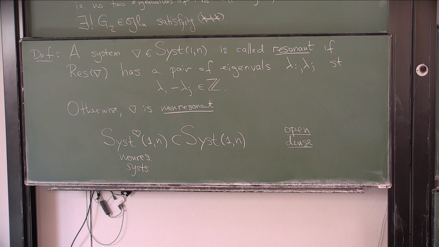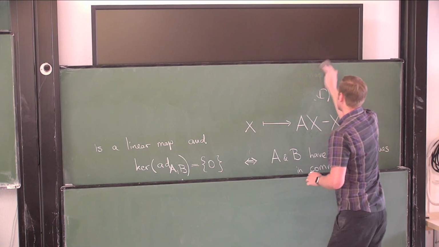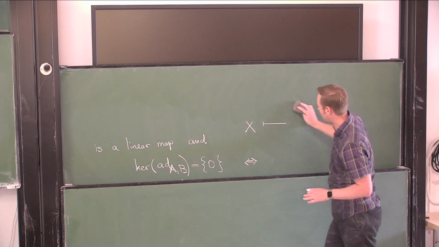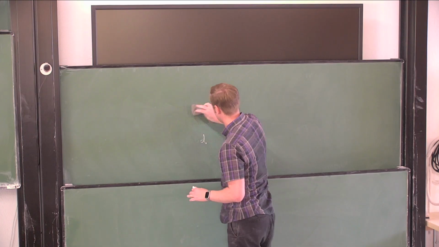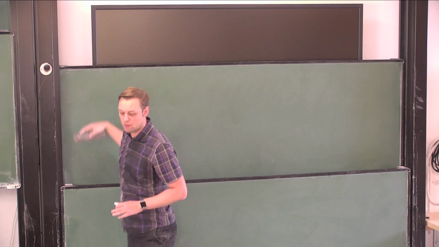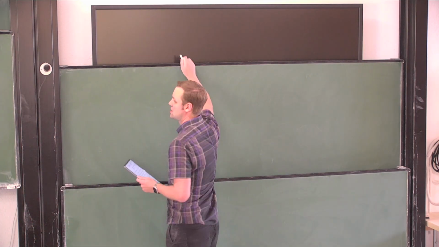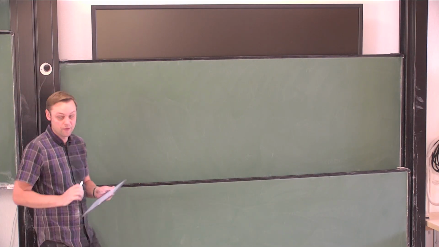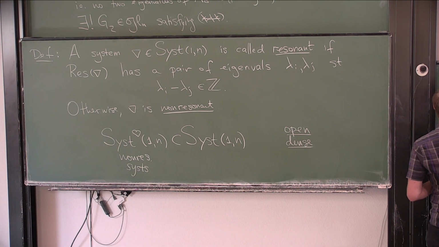So that's not to say that the complement of this subset, the set of resonant systems, is some kind of trivial thing. Quite on the contrary, it's a very, very interesting set. It's a high codimension subset, but it is extremely interesting. But anyway, right now I want to focus on this open dense subset, because for this open dense subset we can say something kind of neat.